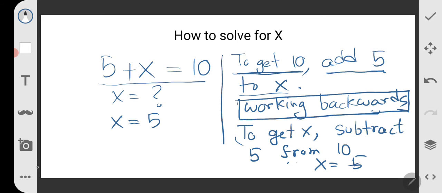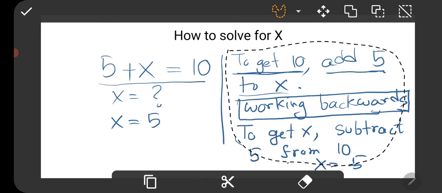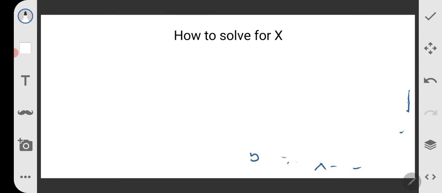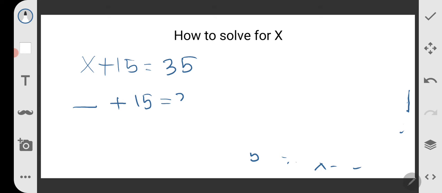So I will delete this one. Let's say this time I have x plus 15 equal to 35. So again, you can think of this as a blank. Say, okay, blank plus 15 equal to 35. So what plus 15 will give you 35? 20, right? So that means my x must be 20.